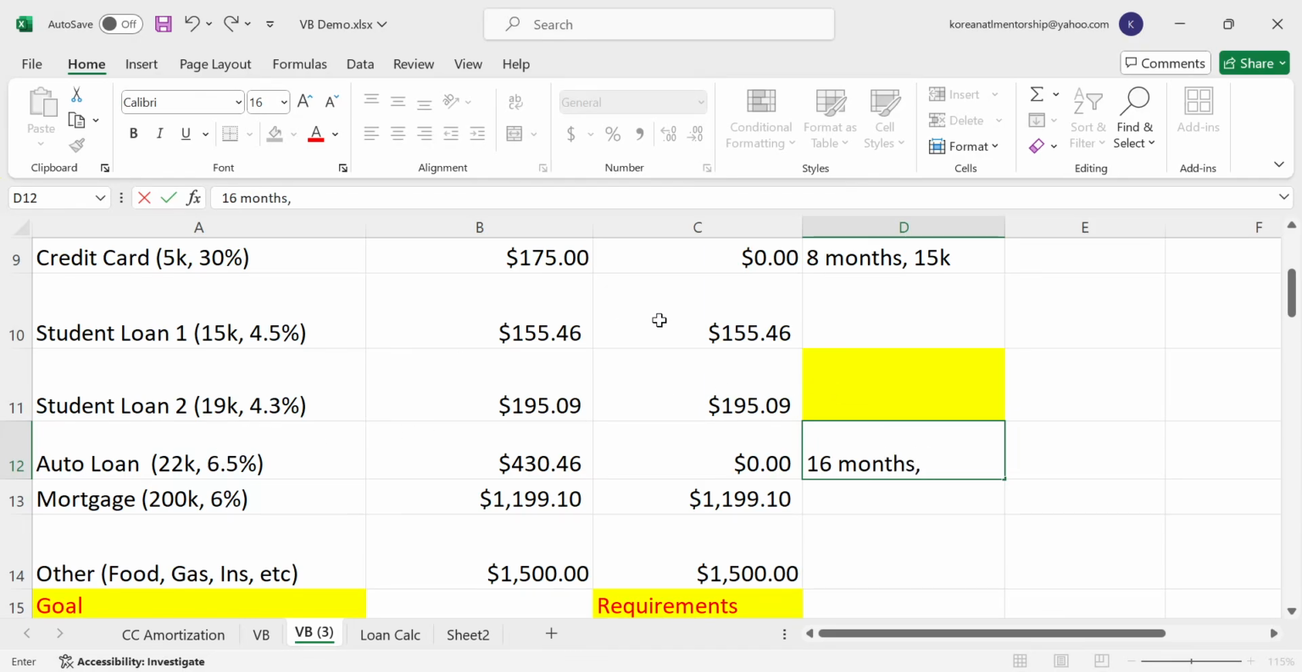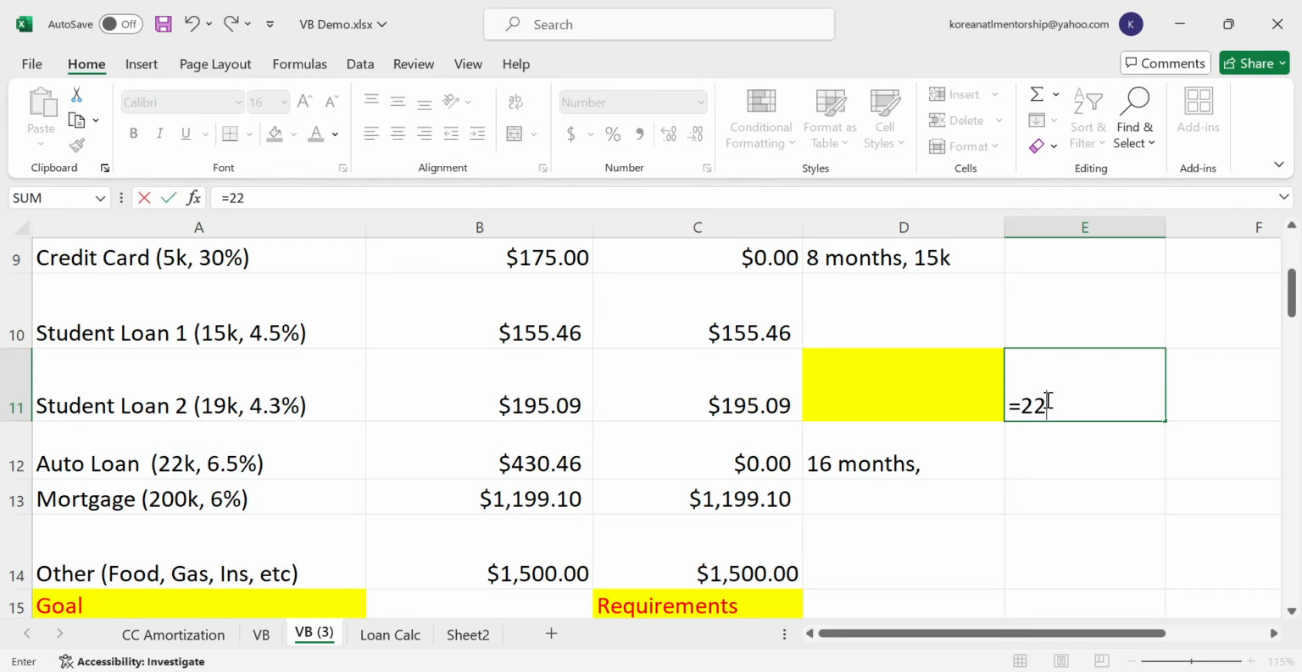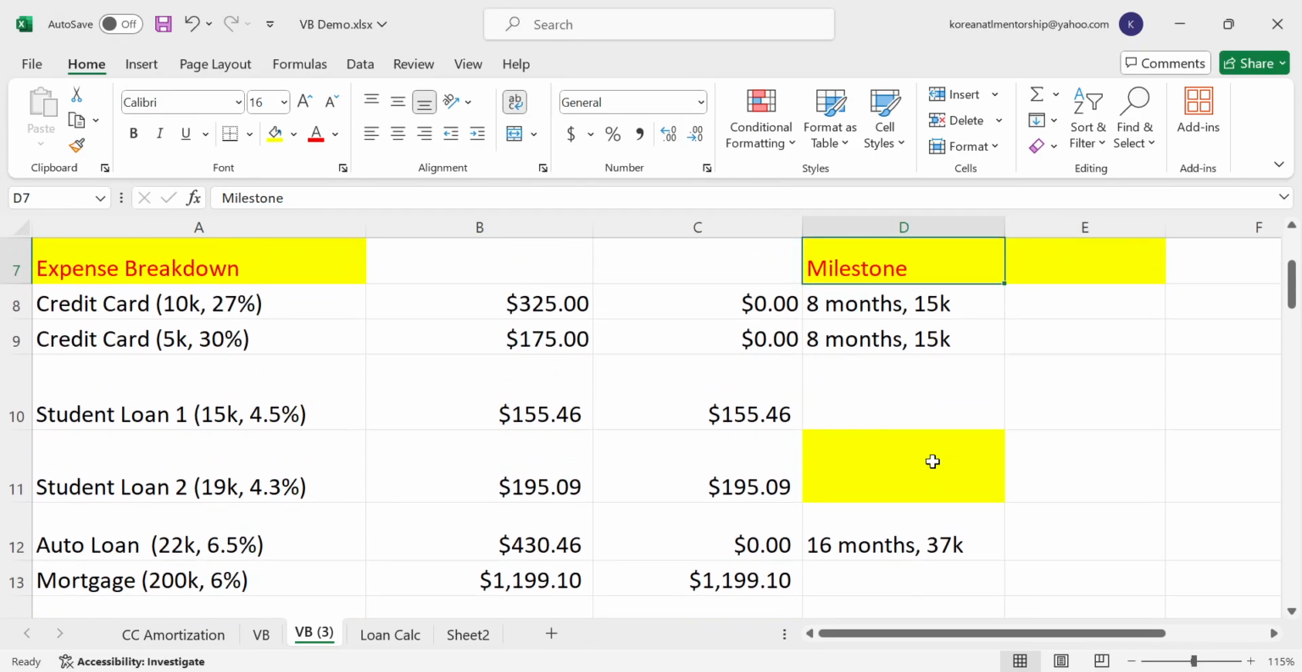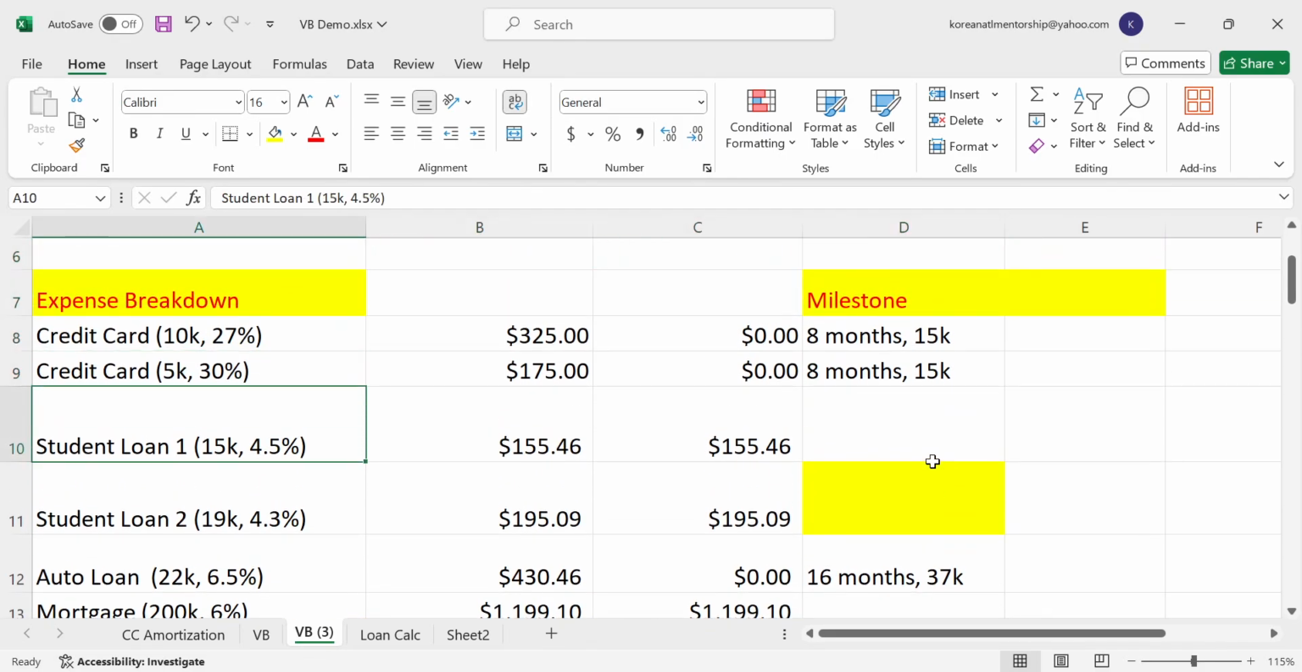And now we got to write down here that it took us 16 months to pay off 22 plus 15. So what's 22 plus 15? That's 37K of debt, right? So 37K of debt. And then now we go ahead and tackle the student loans. I'm going to tackle student loan number 1 because it's actually a lower balance and higher interest rate. So let's go ahead and do that. But we got to figure out the balance at 16 months.